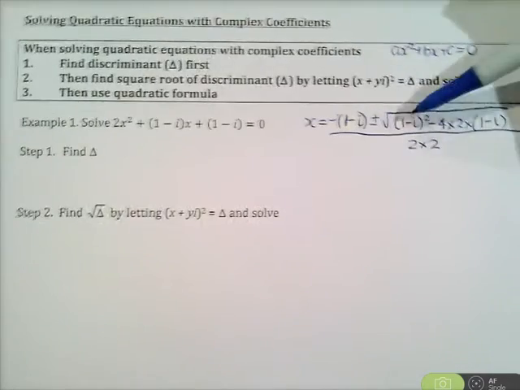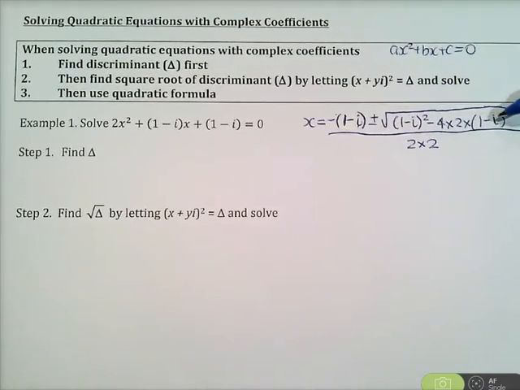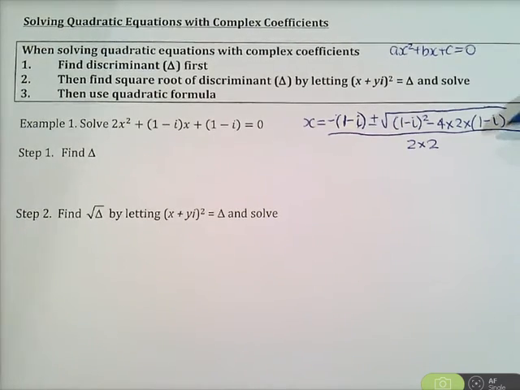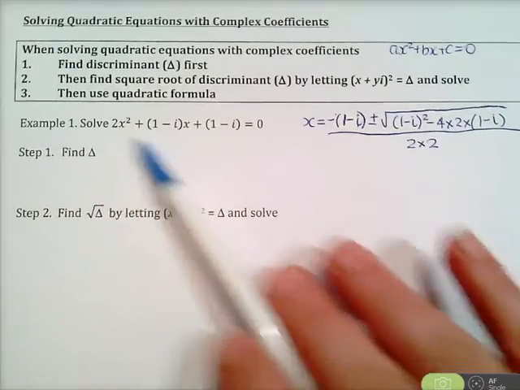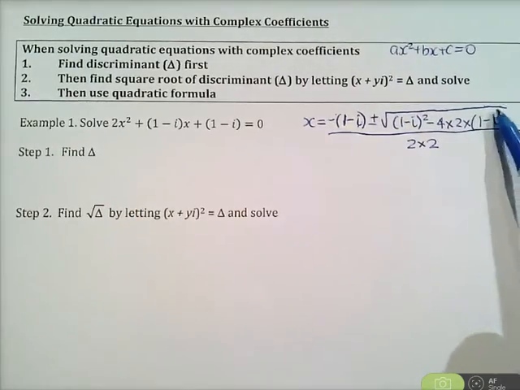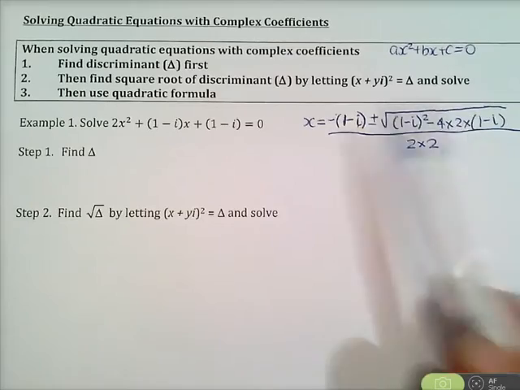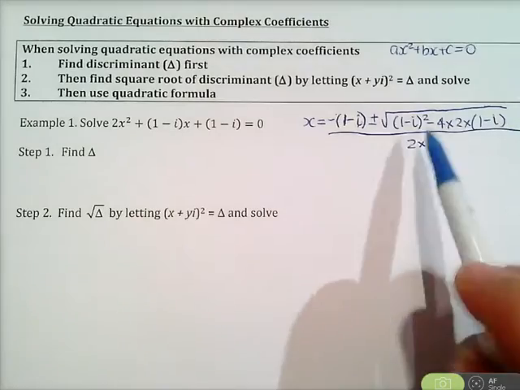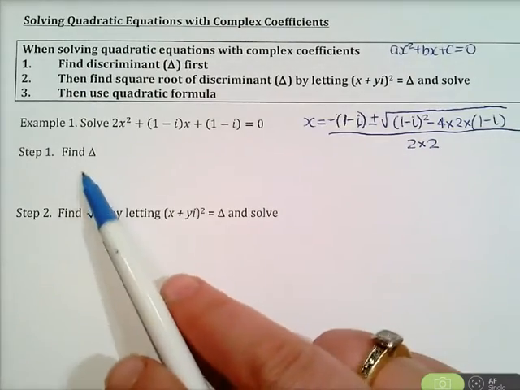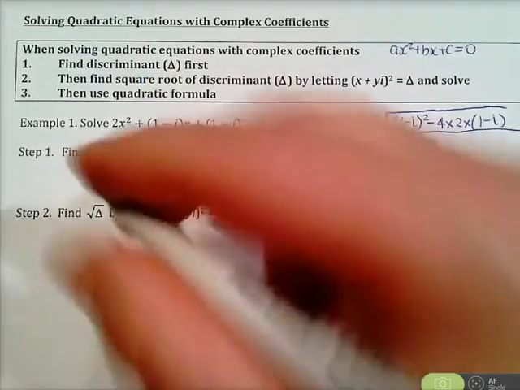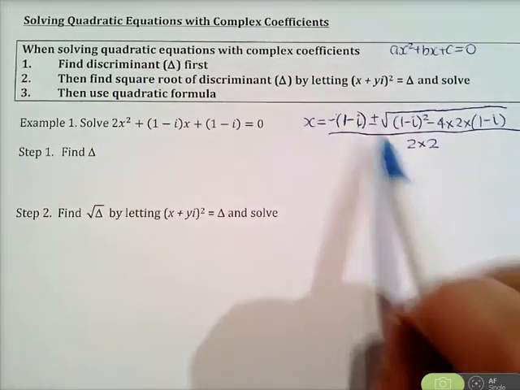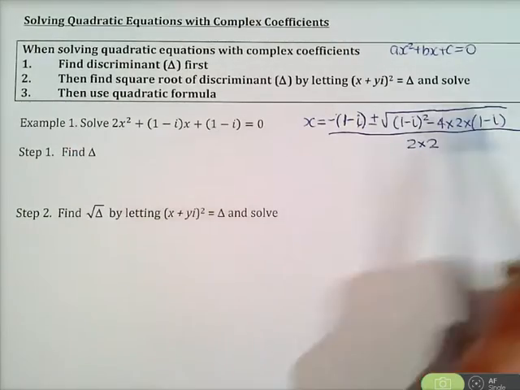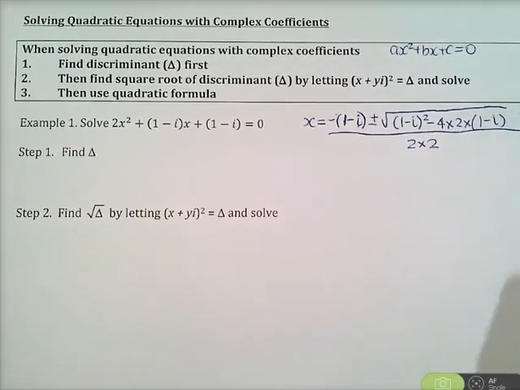Now, to work out this square root of b squared minus 4ac, it is the same process as what we did back on page 11. So we work out the square root of that first, and then we come back and put the result into the quadratic formula. So don't start all this off first. Just find the b squared minus 4ac first. So step one is to find the discriminant, and then step two is to find the square root of the discriminant. So in steps 1 and 2, we're going to work out the square root of b squared minus 4ac.